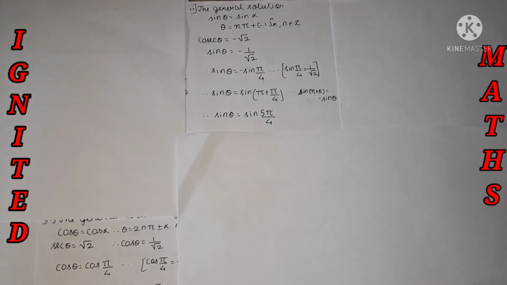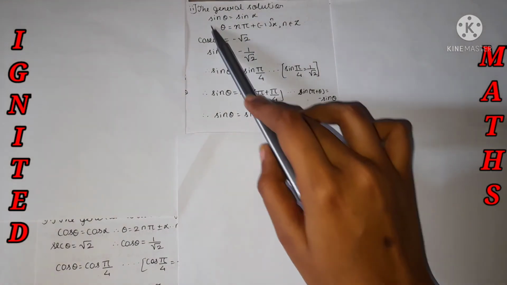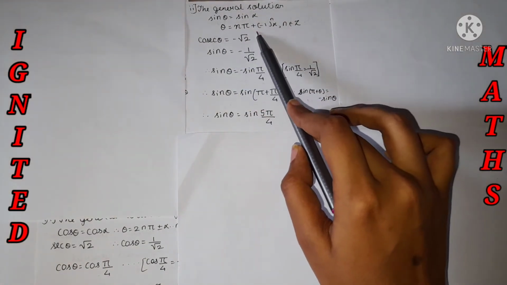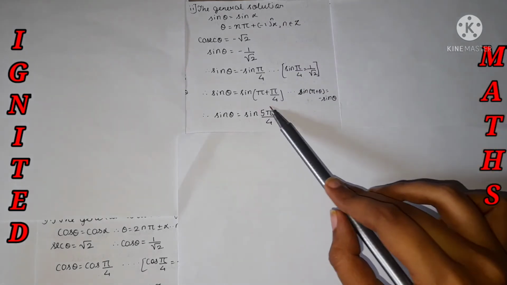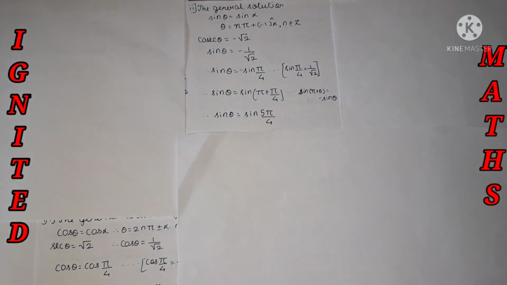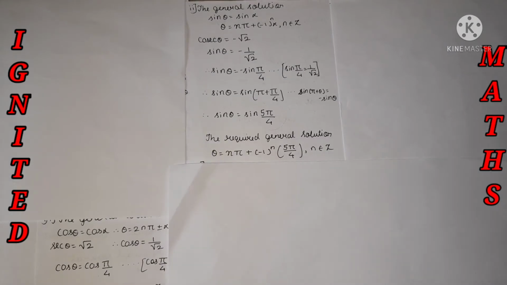So for the general solution, the formula is sine theta is equal to sine alpha, theta is equal to n pi plus minus 1 raised to n alpha, n belongs to the integers. Here alpha is nothing but 5 pi by 4. Just replace alpha as 5 pi by 4. That's nothing but the general solution of it. Okay, this is how we can find it.